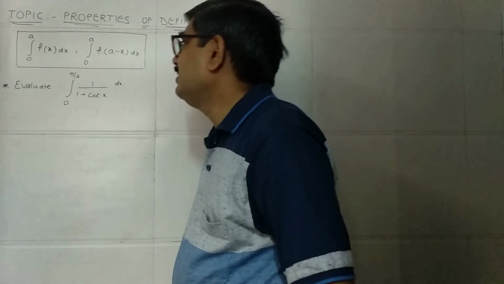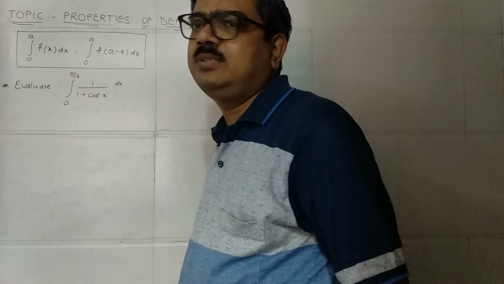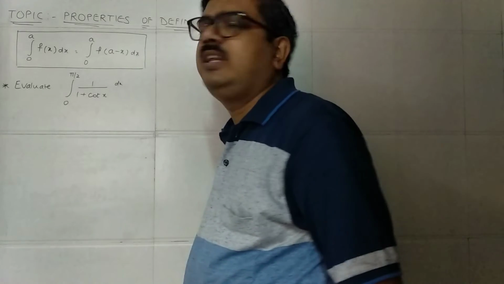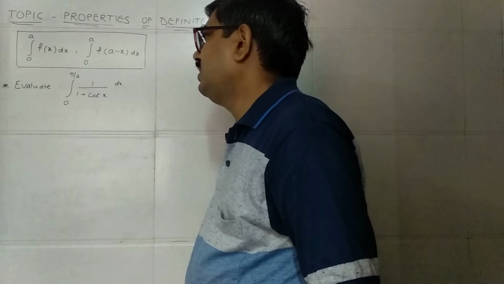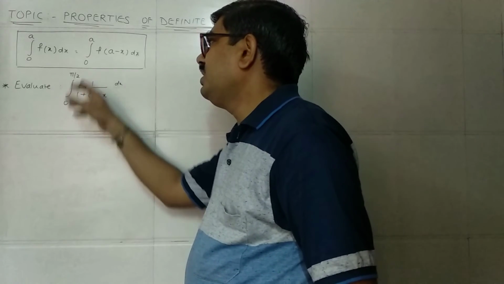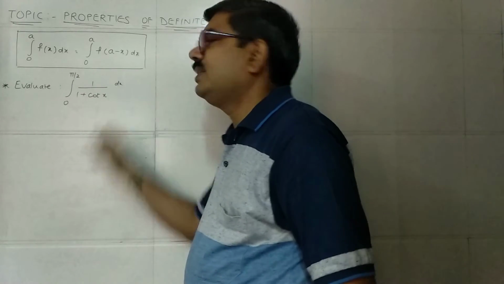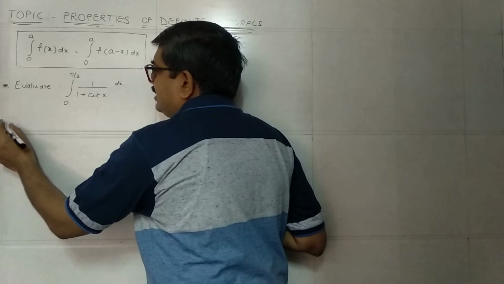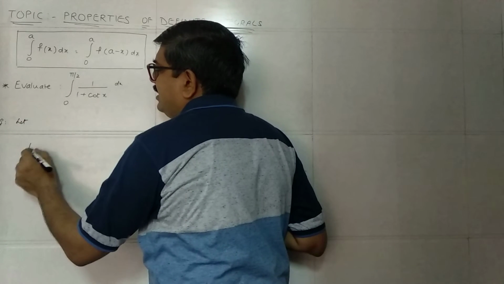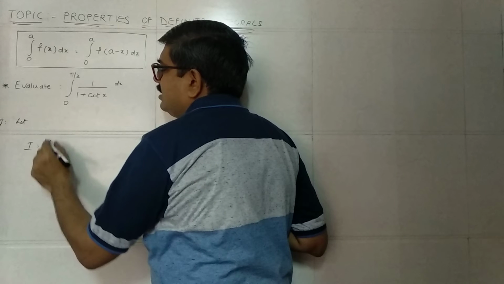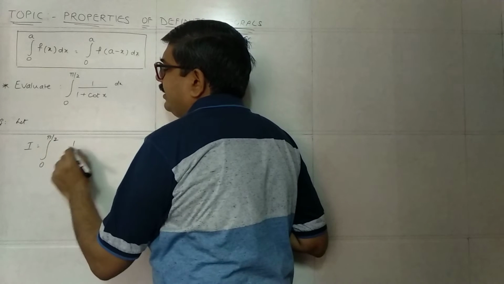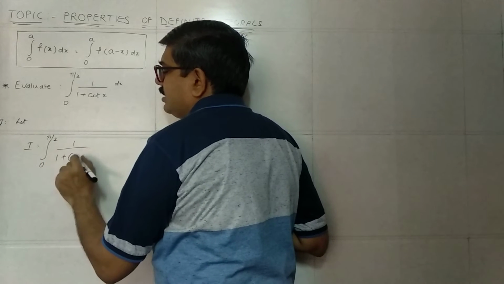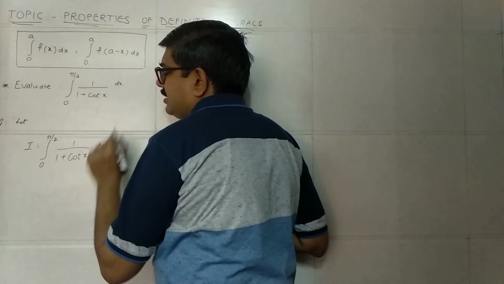Hello students. So one last example related to this property. Let us solve in this video. Evaluate integral 0 to pi by 2, 1 upon 1 plus cot x dx. So as usual, let us consider I. Let I is equal to integral 0 to pi by 2, 1 upon 1 plus cot x dx.